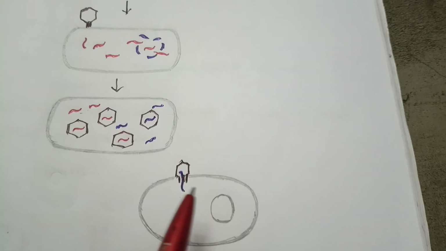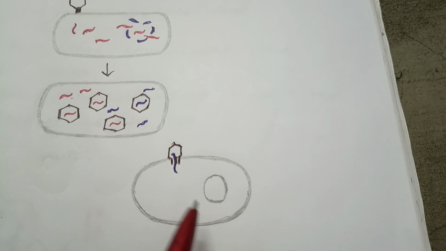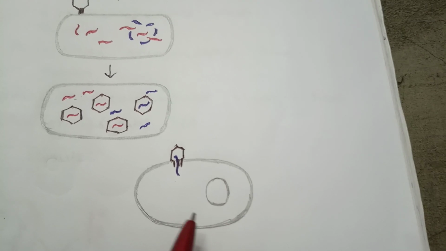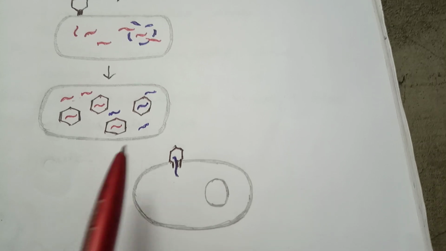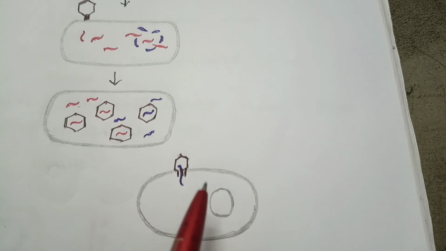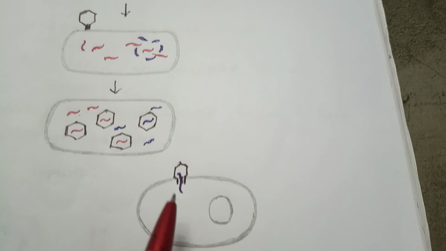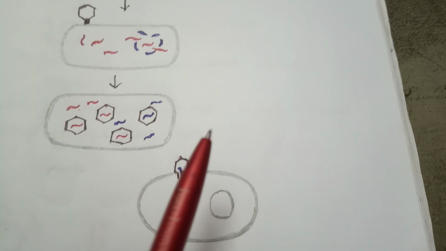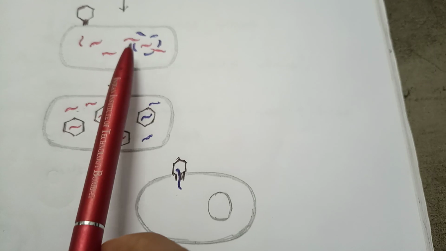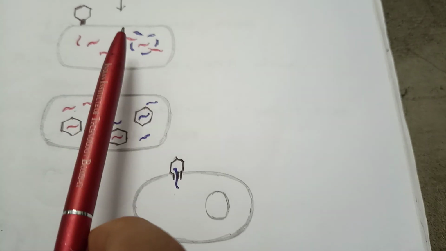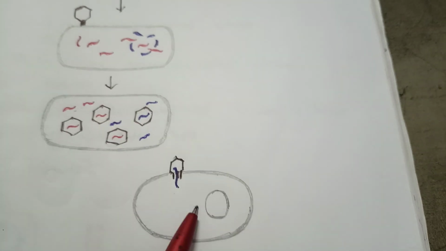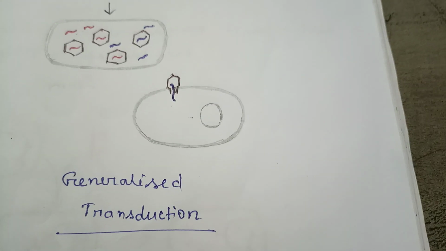And now in the normal process it will undergo its own reproduction, right? So it can be inserted into this, or it can lead to the same process like this. So that's how the horizontal gene transfer is happening from one bacteria to another bacteria. The genetic material is getting transferred. Now this is generalized transduction.